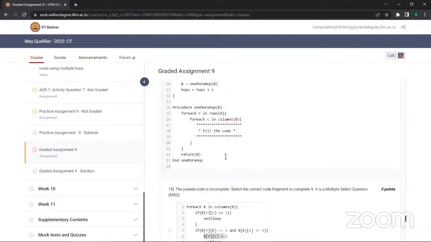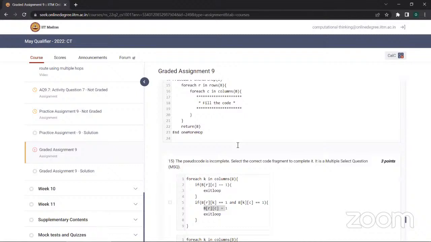Correct. So when the value of B is returned, which value is changed? Before that, B was a matrix, right? Yeah, it is still a matrix. We are not changing that. It is still a matrix. Only some values inside that matrix will be changed.